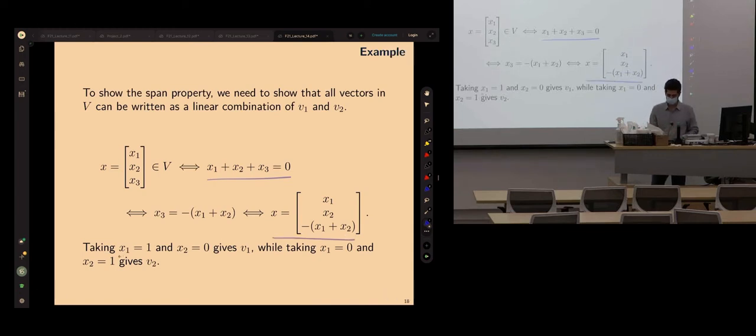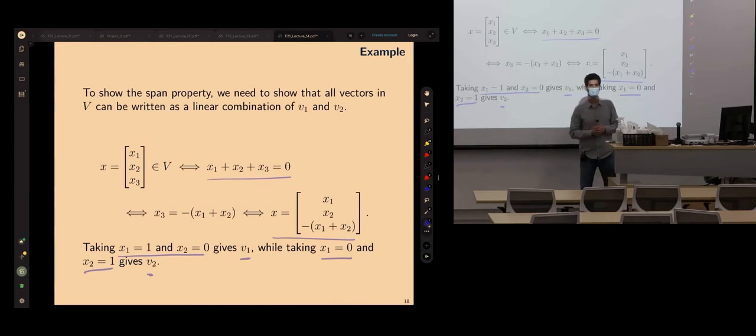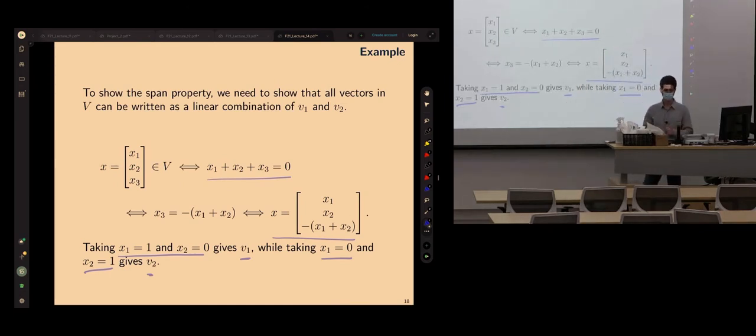If I take x1 and x2 to be 1 and 0 respectively, I will get v1 back. If I pick x1 to be 0 and x2 to be 1, I get v2. V1 and v2 are given as vectors. You can go and check the numbers. A particular choice of x1 and x2 can reproduce those vectors.